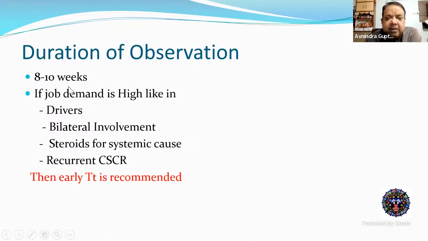Usually, we observe this patient between 2 to 2.5 months, that is 8 to 10 weeks. If there are certain high demand jobs like drivers, if there is bilateral involvement, if the patient is on steroid because of some systemic disease, and if it is a recurrent central serous chorioretinopathy, then early treatment is recommended.